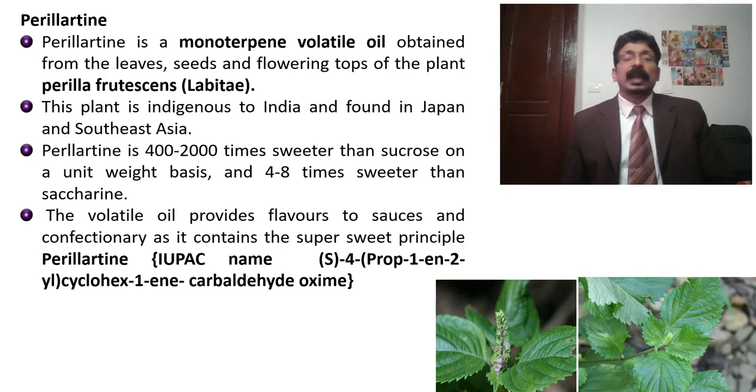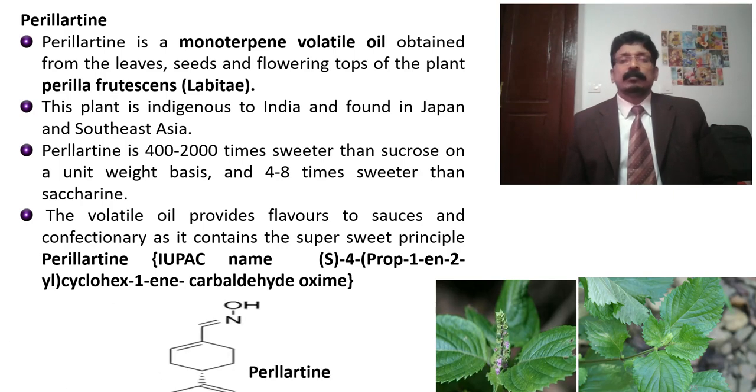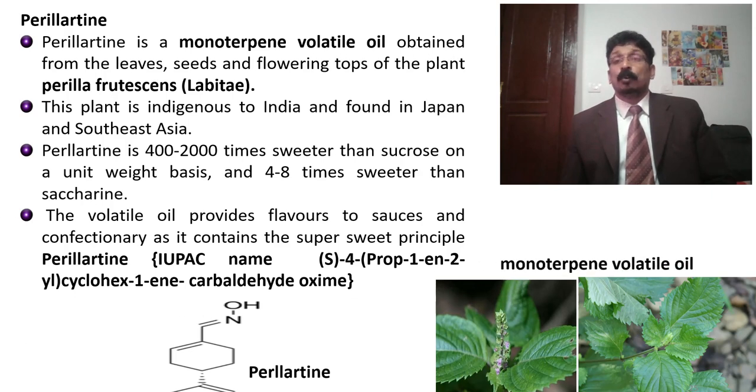Perillartine, the IUPAC name is 4-prop-1-en-2-ylcyclohex-1-ene-1-carbaldehyde oxime. This is an oxime structure, NOH. Perillartine is an important constituent which you should know about, a volatile oil constituent which is also a natural sweetening agent. It is specific and important to remember. Very interesting, you should know what sweetening agents are available. They are monoterpene volatile oils.